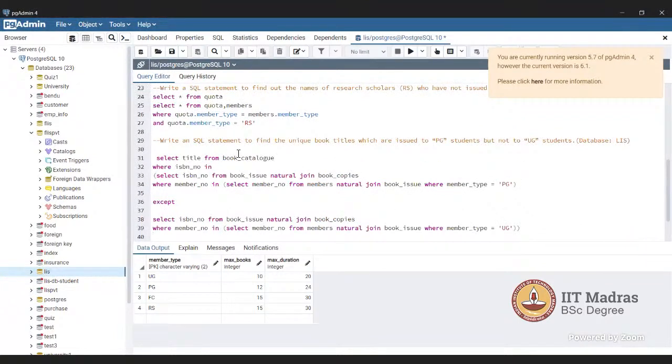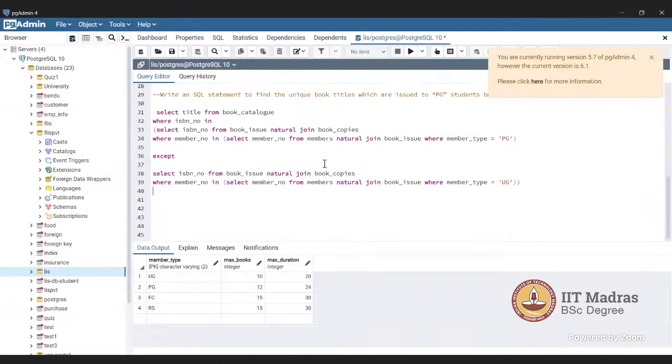Select title. So, write a SQL statement to find out the unique book titles which are issued to the PG student but not to the UG student. So to find out the unique book title, select title from book catalog where ISBN number in (select ISBN number from book issue natural join book copies where member number in (select member from book issue where member type equals PG)).